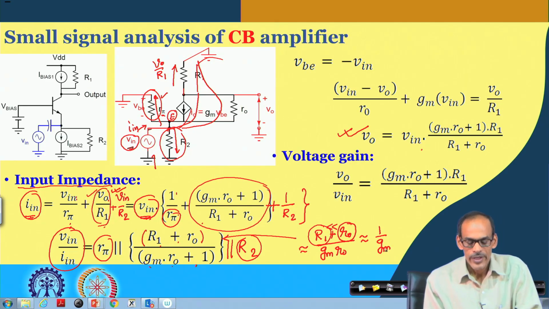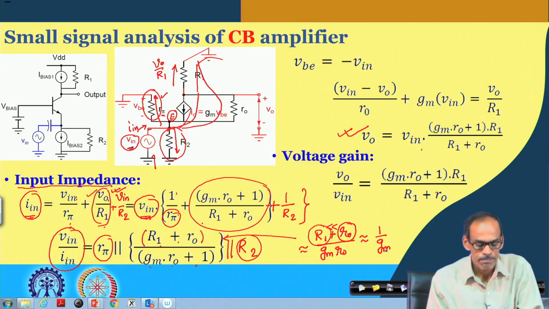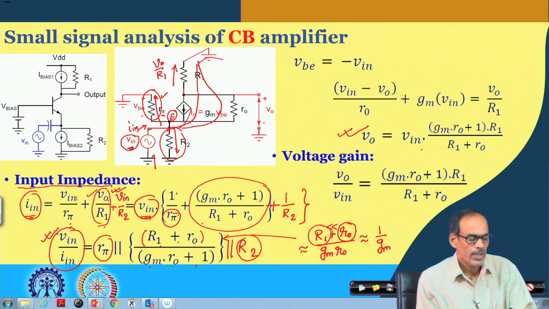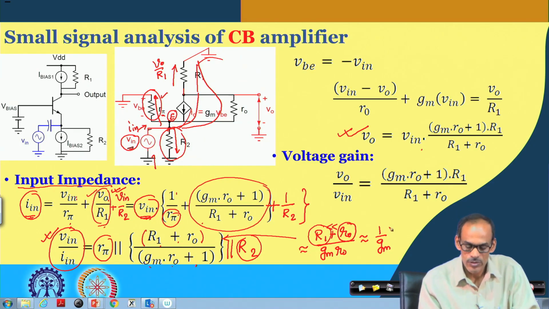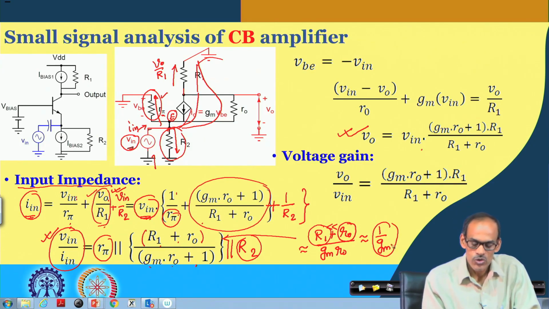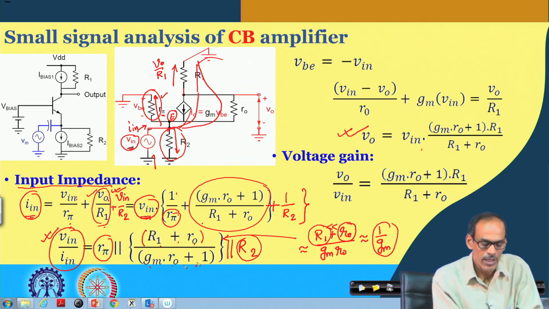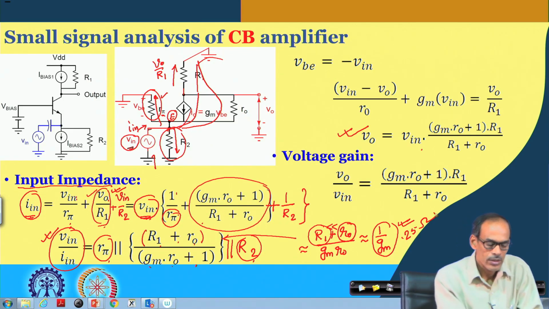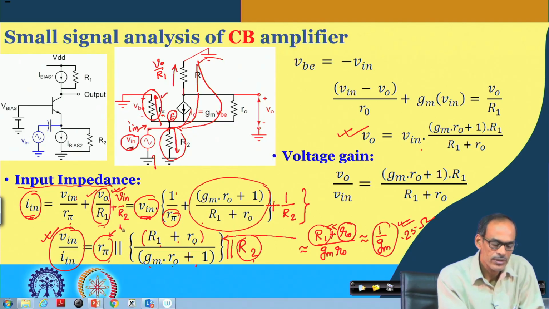So, why am I writing like this? Because to indicate that the typical order of magnitude of this input resistance is 1 by Gm. So, if 1 by Gm is coming in parallel with R pi and R 2, this 1 by Gm will be dominating. The typical value we have already seen before may be in the order of say 25 ohms, and on the other hand R pi may be in the kilo ohms.